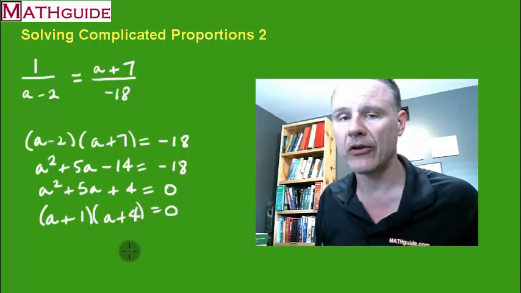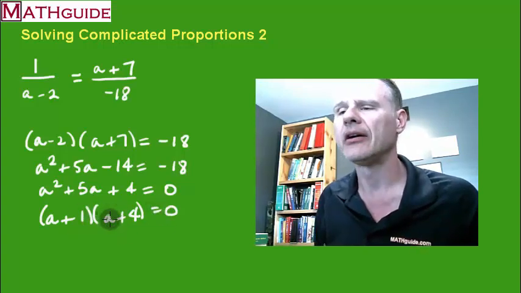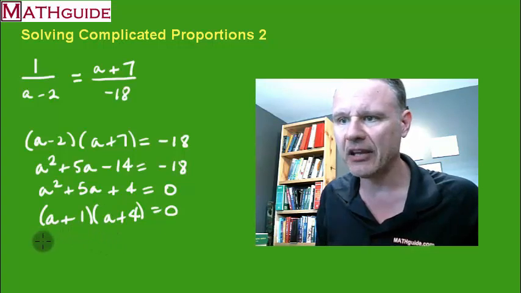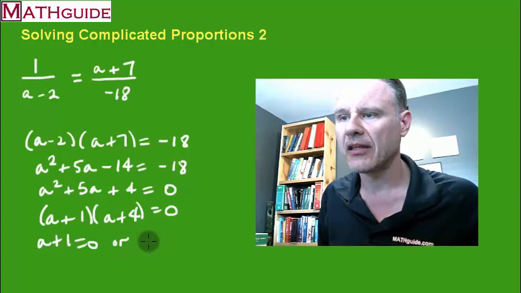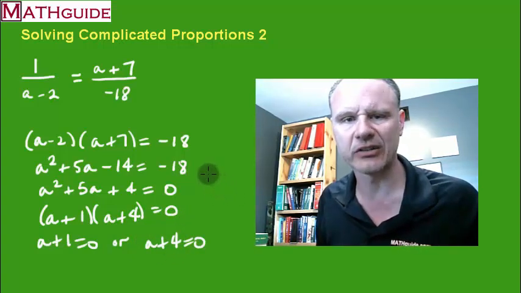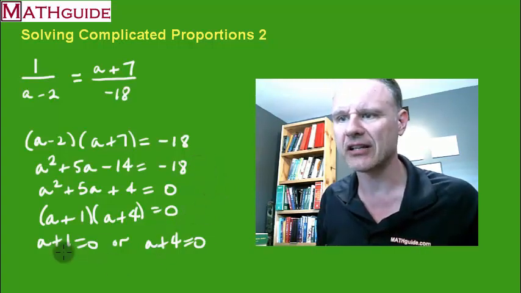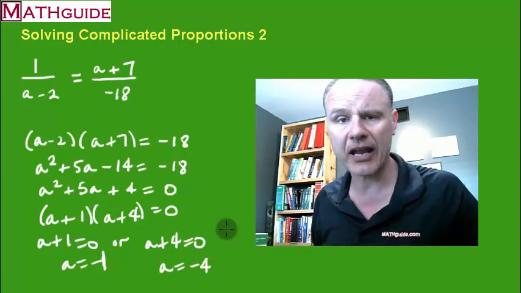Well, the multiplication property of 0 says if you multiply 2 quantities together to get 0, at least one of those values has to be 0. So either the a plus 1 is 0 or the a plus 4 is 0. In other words, set the factors equal to 0. Now if I solve this, I'm going to subtract 1 from both sides. I get negative 1. Here if I subtract 4, I get negative 4. And there you go. Those are our 2 answers for the first problem.